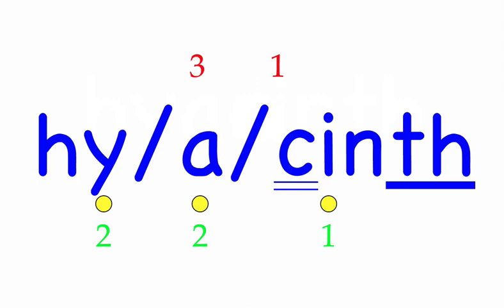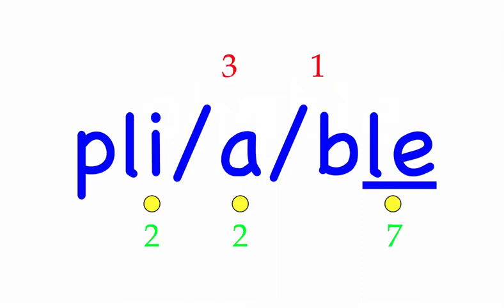Pliable. This piece of metal is very pliable. Pliable. Ply has three sounds, p, l, i. A, one sound. Ble, two sounds, b, l. Pliable. Mark the word. Pliable.